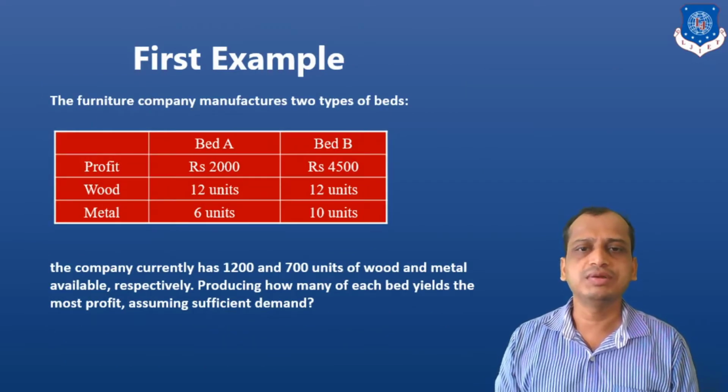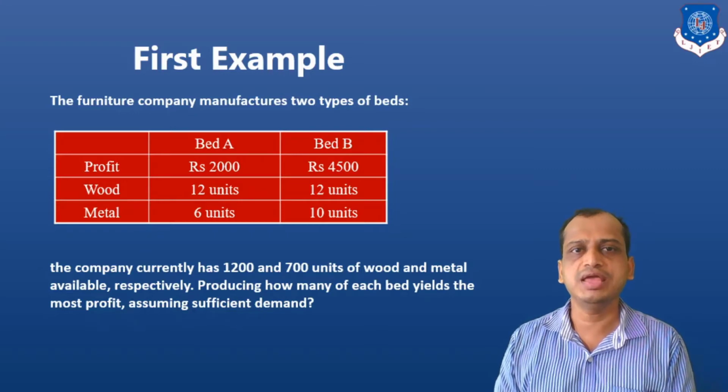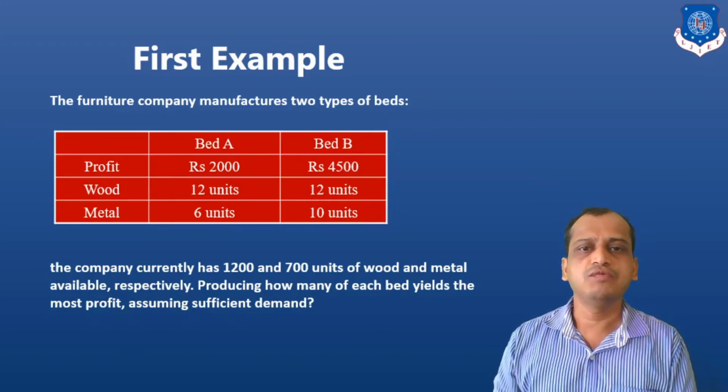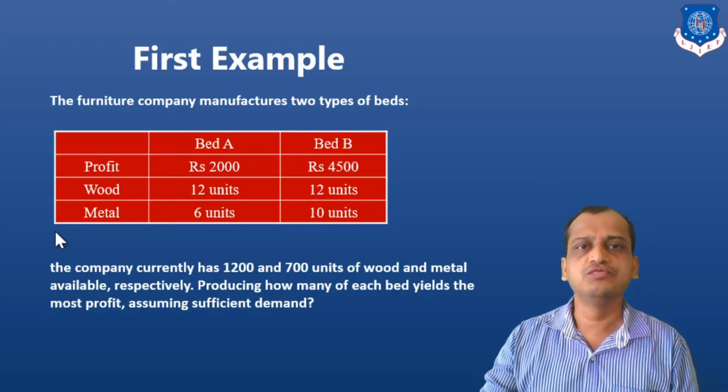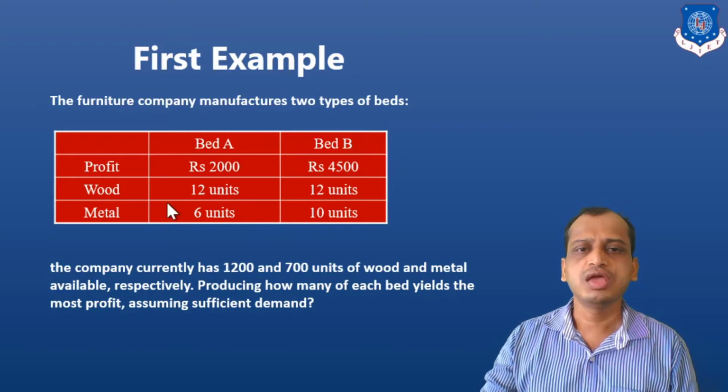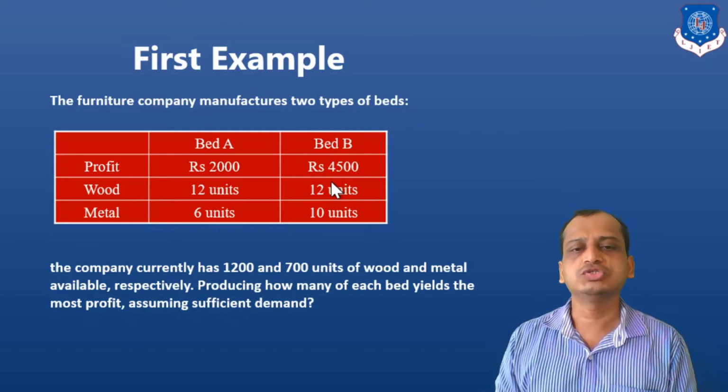Let's look into an example here where the company manufactures bed A and bed B, right? And what goes into it? The wood and metal go into bed A and bed B. Clear? Here the units are also given for wood and for the metal. The profit is also given. For bed A it is 2000 rupees, and for bed B it is 4500 rupees. Now what does the company want to do? The company wants to maximize the profit. Clear?